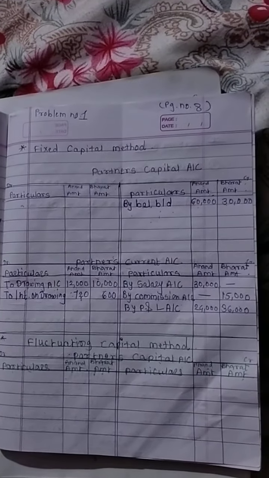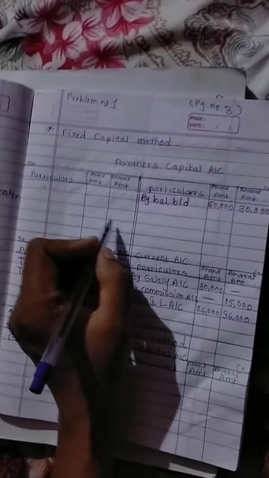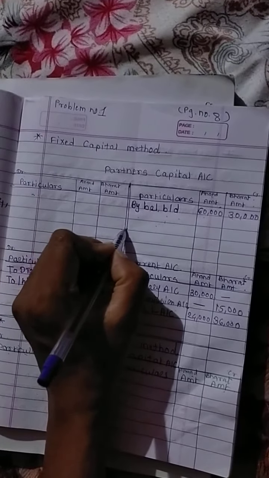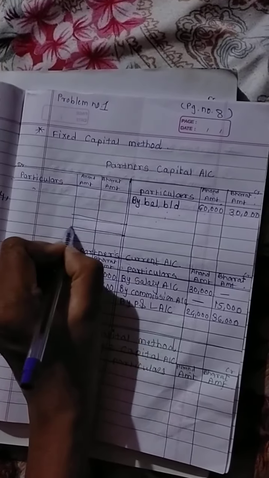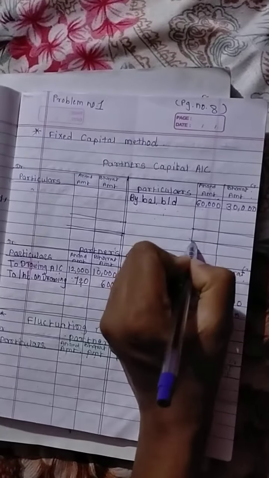Now all transactions are done. Now what are we doing here? We are doing the totaling here. Okay, so now you do the totaling here. Now students, all of you know how to close your accounts.